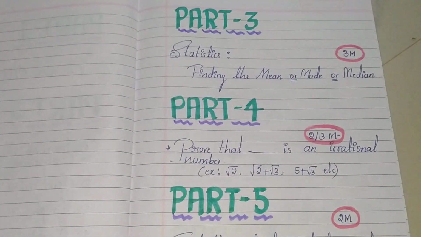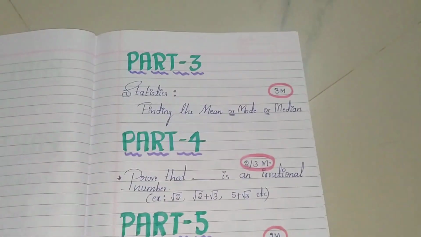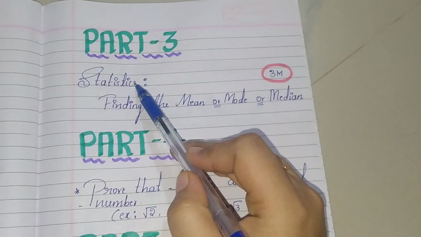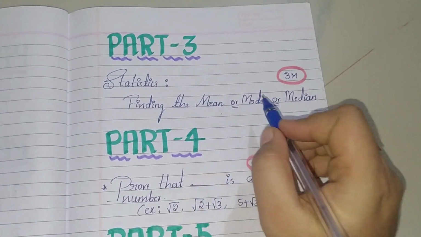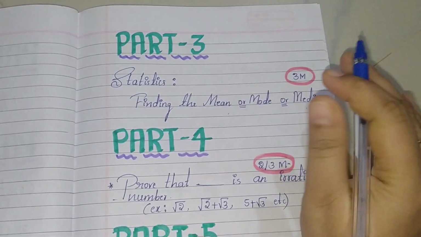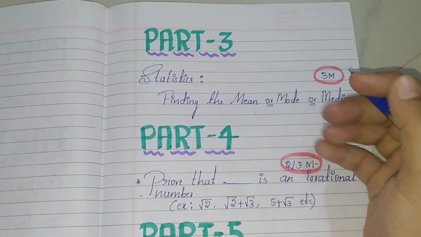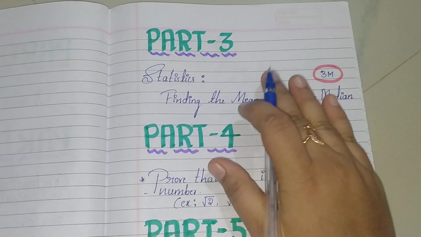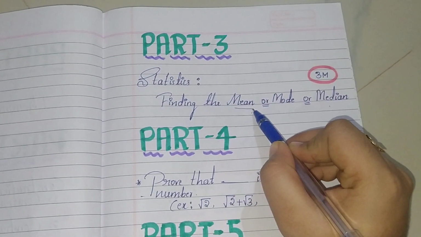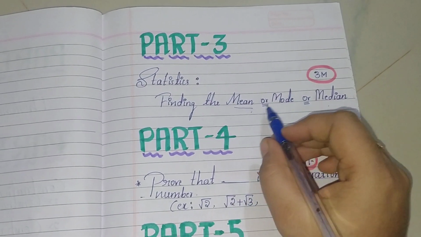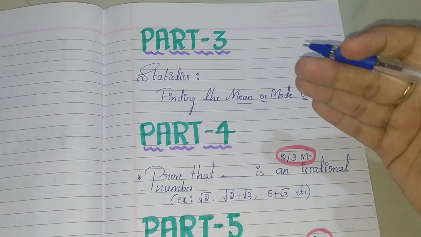Now we will move on to part 3. Here you can see part 3, part 4 and part 5. In part 3, statistics: finding the mean, mode or median. These are more important problems and very easy, so you can easily score 3 marks in statistics. You have to learn by heart the formulas of mean, median and mode, and practice the methods of how to solve the problems.